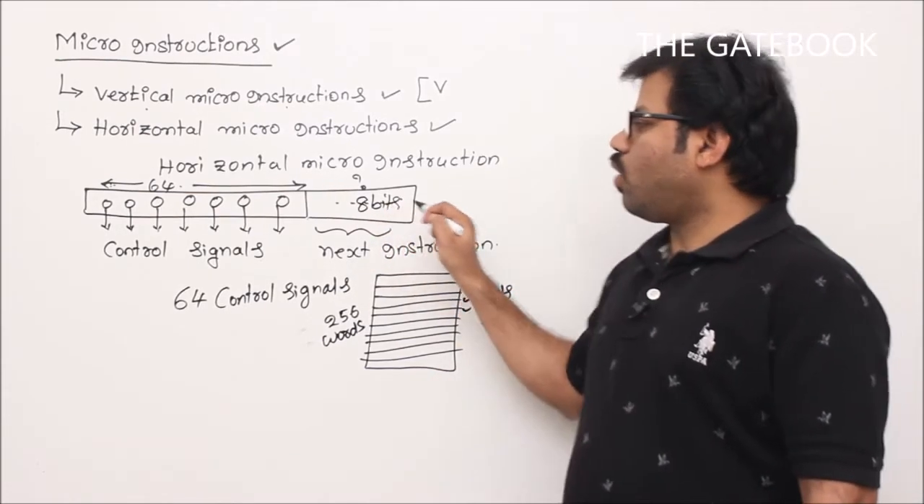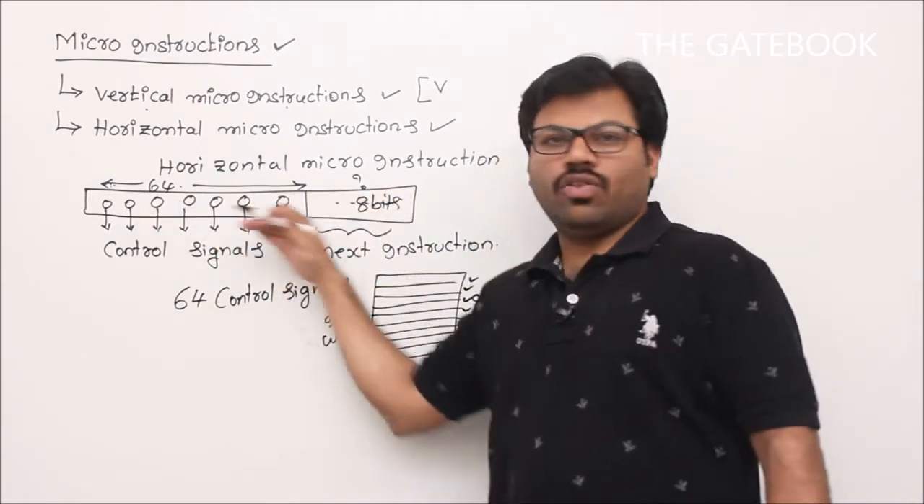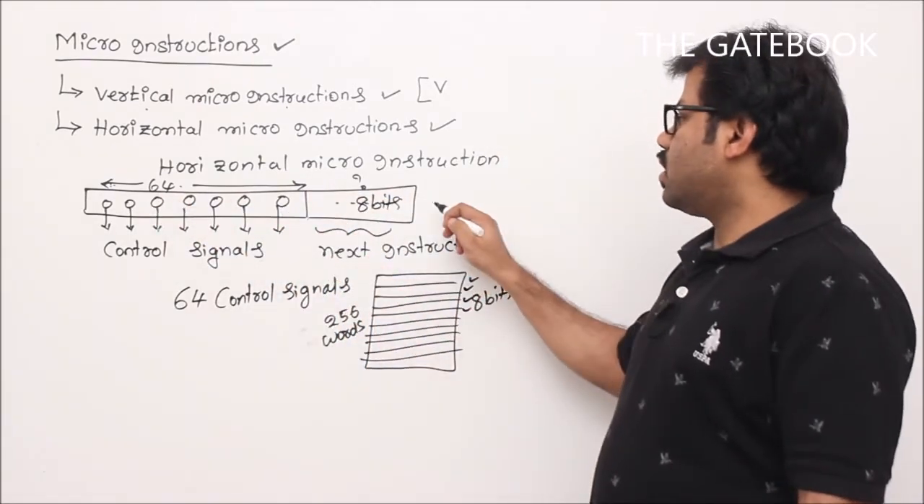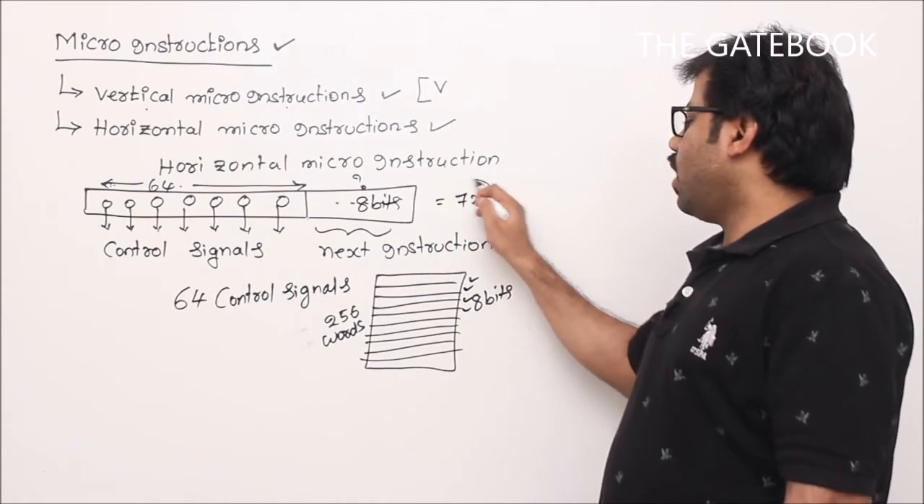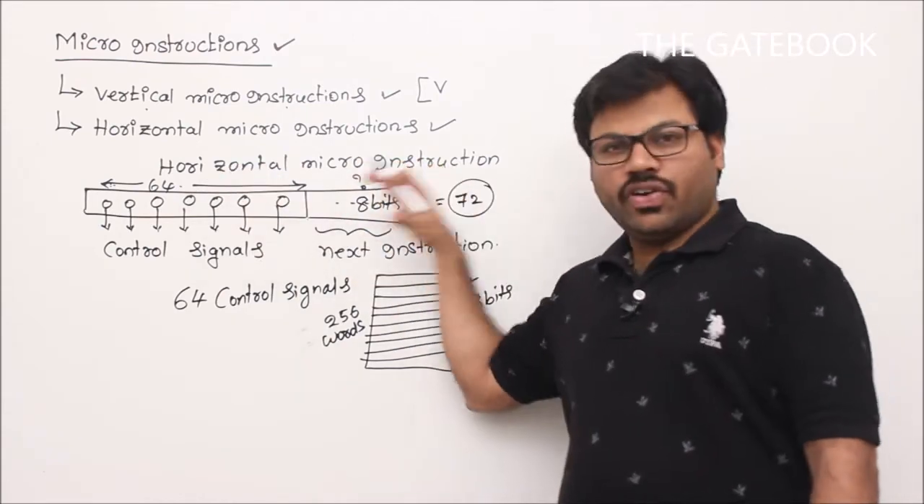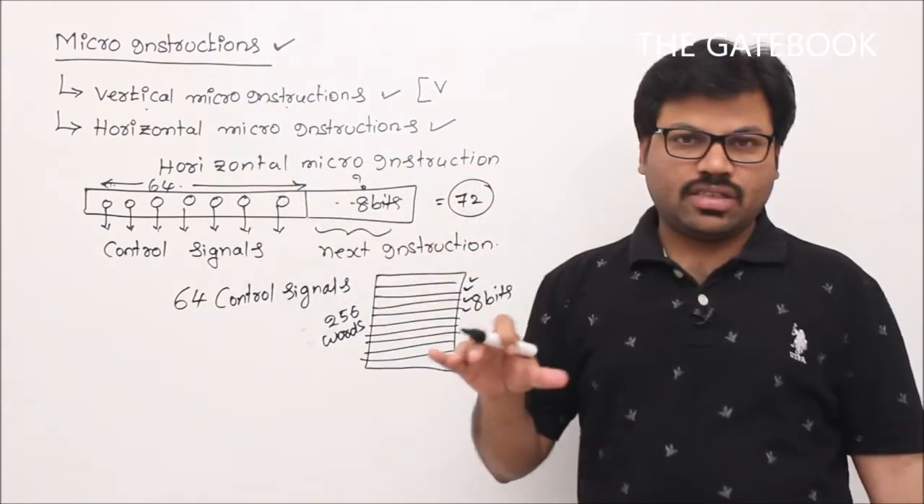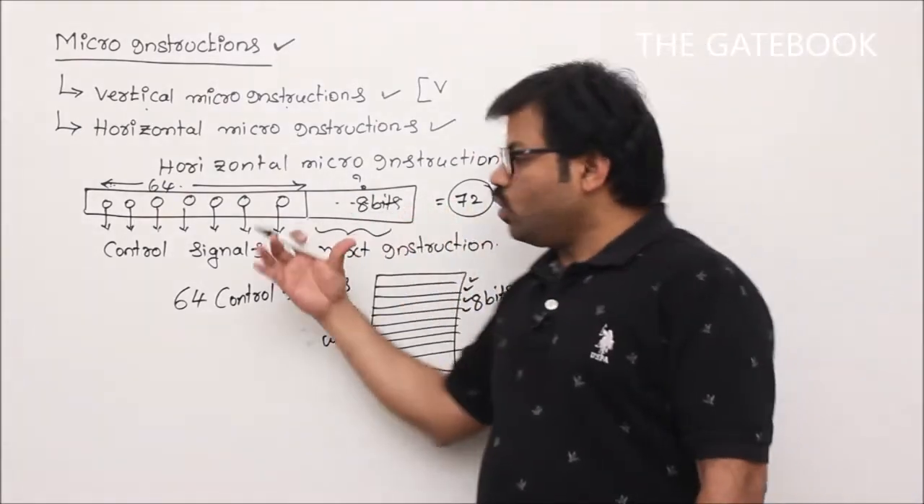So overall, this entire thing is the control word. The size becomes 64 plus 8, 72, correct? Otherwise, your complete micro instruction word, the entire thing, is 72 bits, right? Can we reduce it? That is the question.